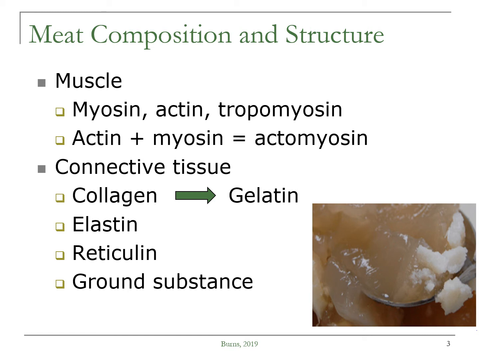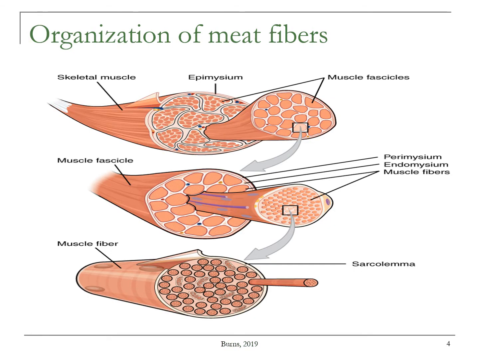And then lastly, we have the ground substance, which holds together the collagen and the elastin, and it changes somewhat as the protein coagulates. The biggest feature within the connective tissue, or the most important type of connective tissue, is the collagen, and the fact that it is soluble and it is converted to gelatin as the protein coagulates.